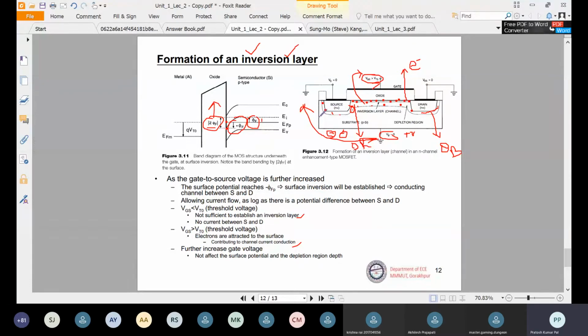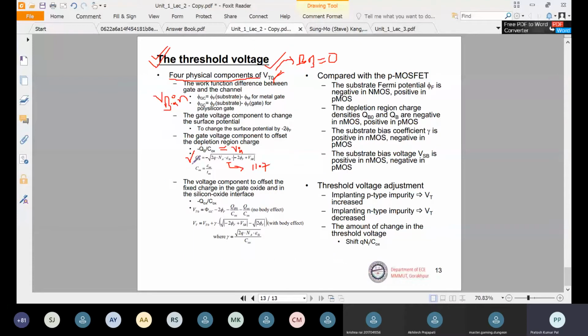Then it will be able to transfer electrons from the source to the drain. Okay, so this is one of the methods, or you can say one of the components of your threshold voltage. And COX is defined by epsilon OX divided by TOX. So TOX we know already.